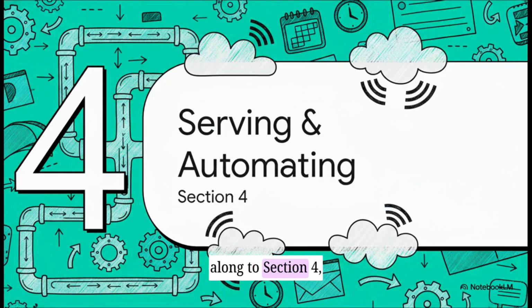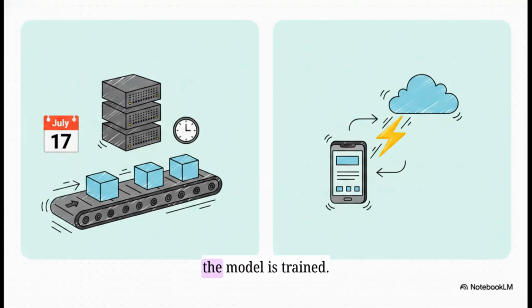Moving right along to Section 4, Serving and Automating Pipelines. Okay, so the model is trained. Awesome. But we've got to deploy it to the world so it doesn't immediately become obsolete. We need to compare our inference strategies. On one hand, we have batch inference. This is perfect for high-throughput, scheduled predictions on massive datasets using Dataflow or Dataproc.